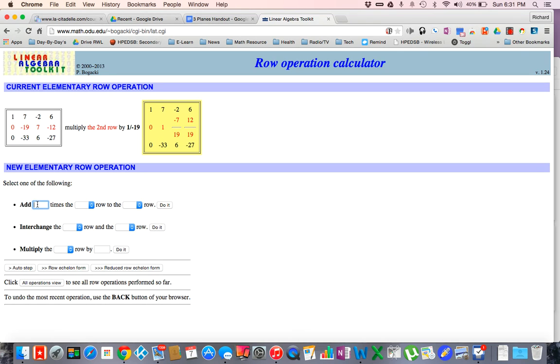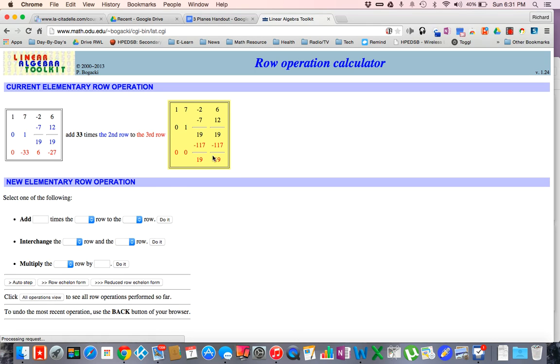I can add 33 times the second row to the third row. And there's going to be some fraction work there that you're going to have to do. And then again, do it. And now I'm at a spot where it's quite easy to solve. So in this case, if you look at the third row there, very clearly the solution for z is z equals 1. And then what I would do is back substitute now.